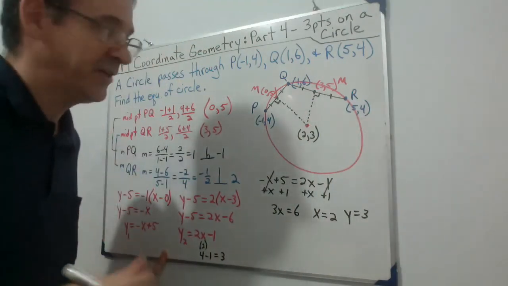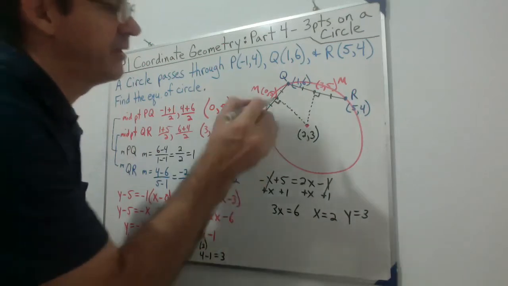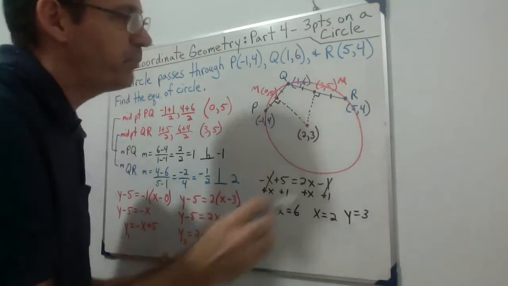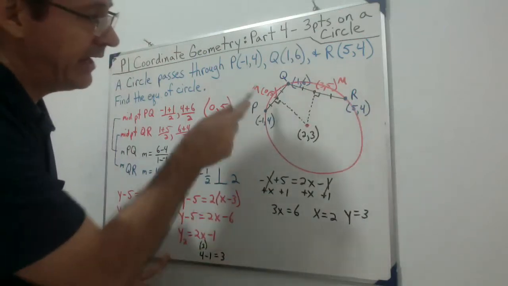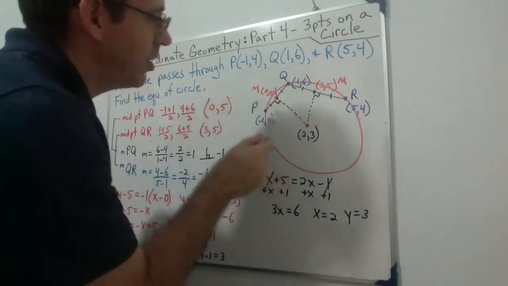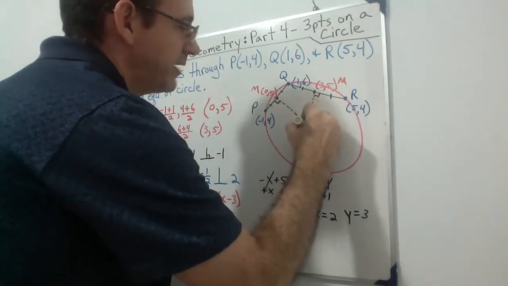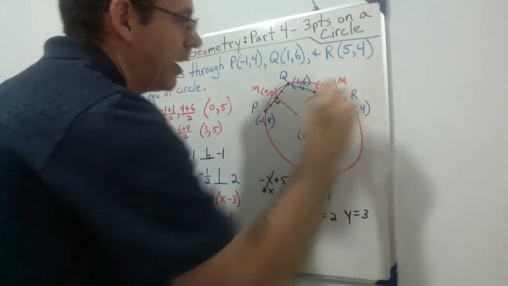So we got the center. Now we need the radius. The radius is from the center to any point on the circle. We can't use the midpoints, because they are not on the circle. But we can go to P, to Q, or to R. I'm just going to make a straight line over here to R.